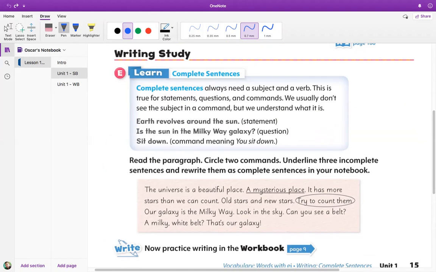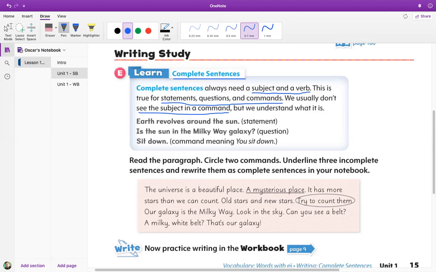For our first reading and writing lesson, we are going to focus on complete sentences. So let's see first what complete sentences are. Complete sentences always need a subject and a verb. So complete sentences are sentences where we can find a subject and a verb as well. We can find these in statements, questions, and commands as well. But the only difference for commands is that the subject is missing. So we don't see the subject in a command, but we understand what the subject is.